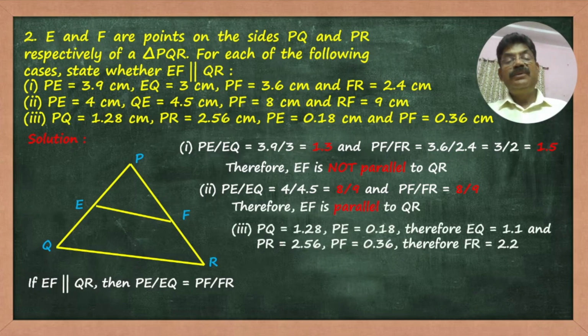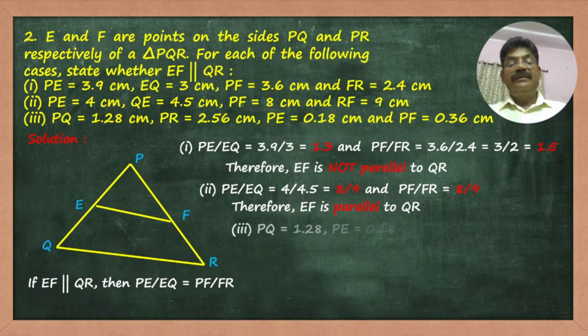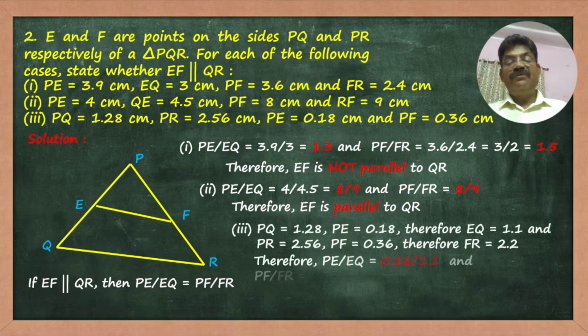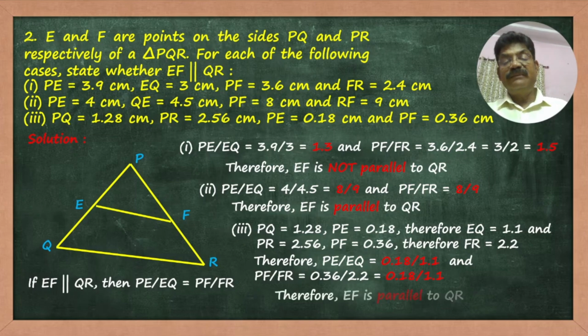Third case. When you find the ratio, PE divided by EQ is equal to 0.18 divided by 1.1, and PF by FR is also equal to 0.18 divided by 1.1. Therefore, in this case, EF is parallel to QR.